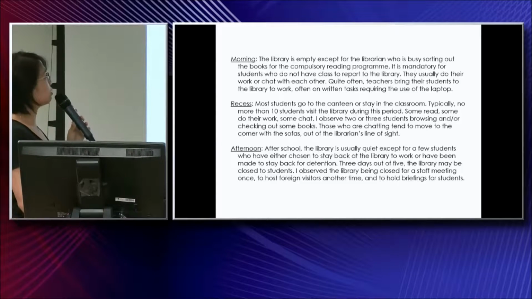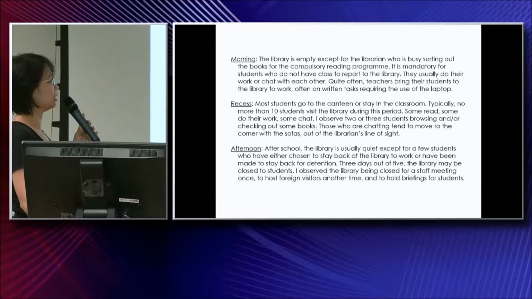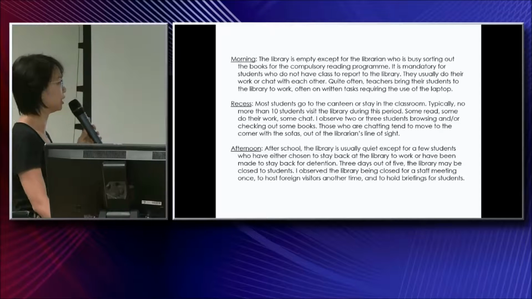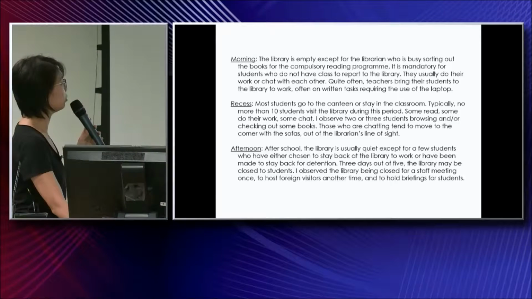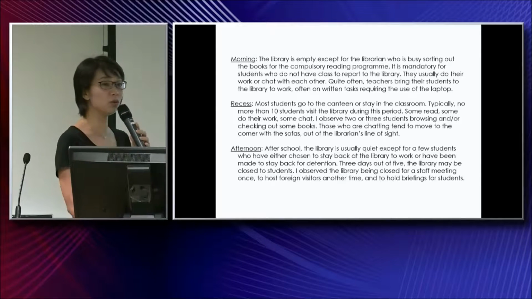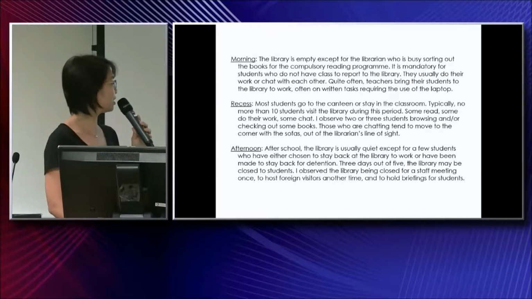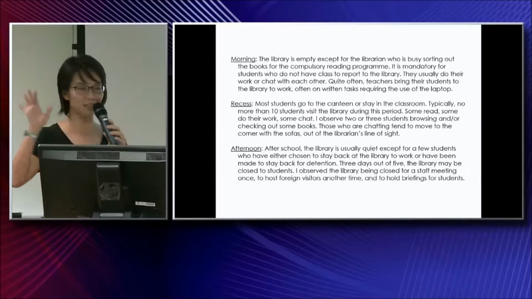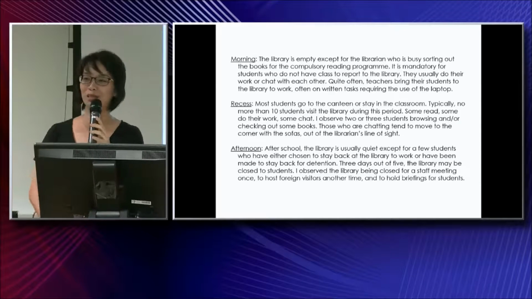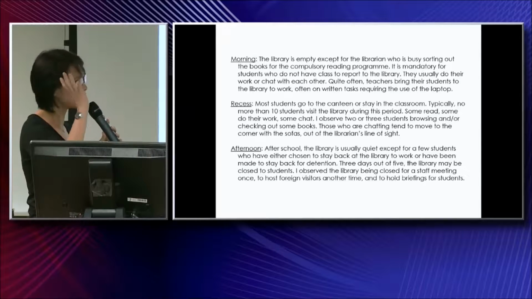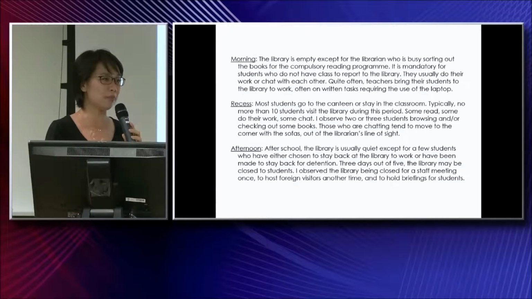During recess, most students go to the canteen or stay in the classroom. Typically, no more than 10 students visit the library during this period. Some read, some do their work, some chat. I observed 2 or 3 students browsing or checking out some books. Those who are chatting tend to move out of sight, to the corner with the sofas, because they don't want the librarian to come over and tell them to shh, keep quiet. So that's sort of our image of what a library should be like.